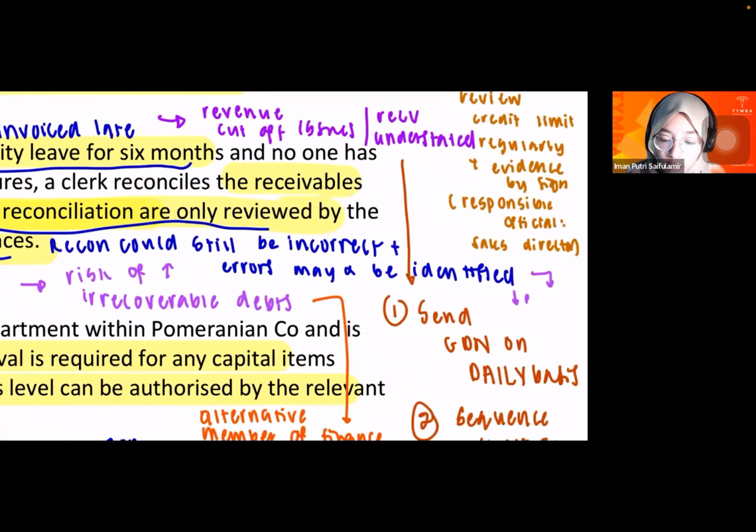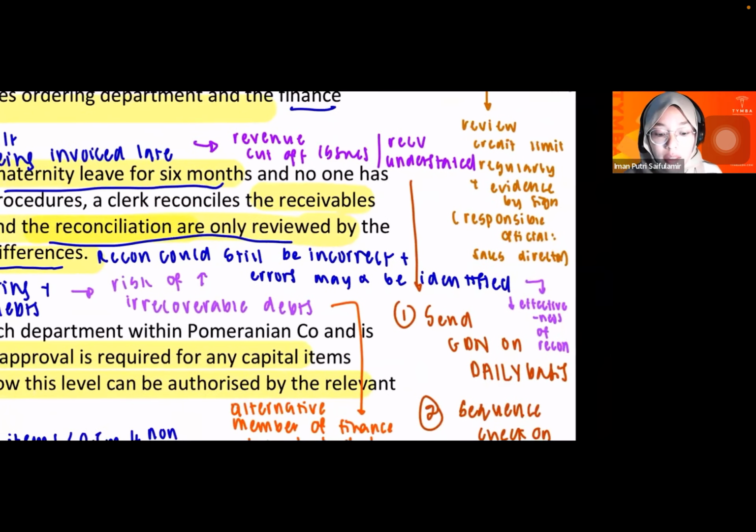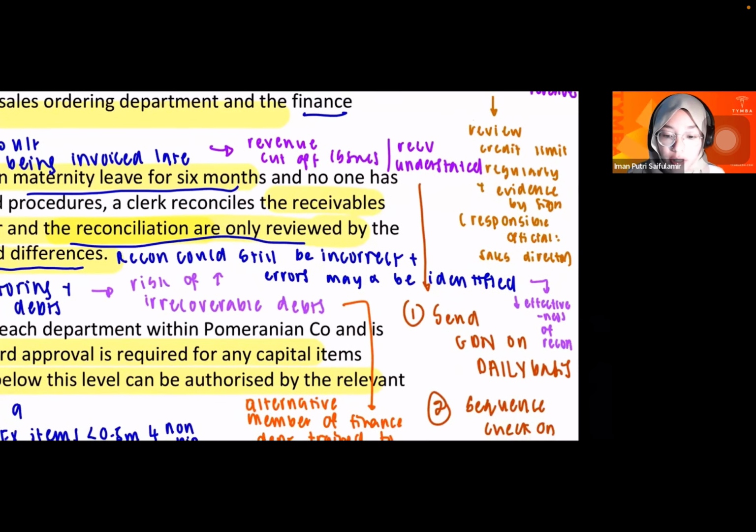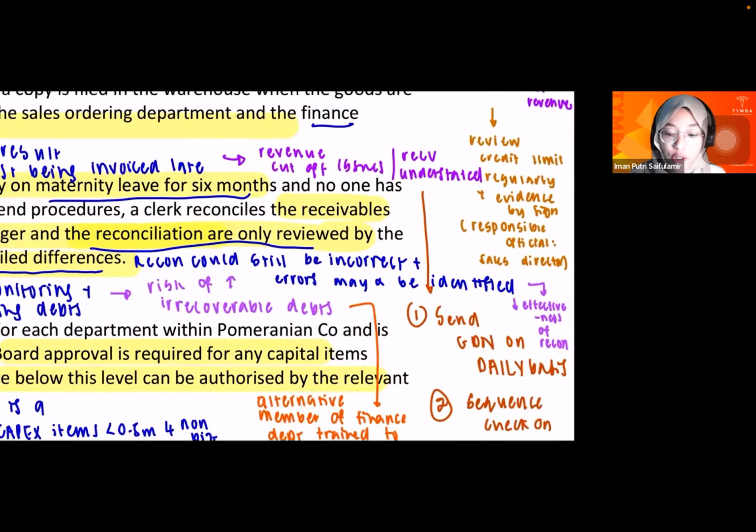So this will reduce the effectiveness of the recon. Or maybe you can say that the receivables balances may be misstated. Okay, so what do you guys think is the control recommendation here, guys? For this point here on the reconciliation. What is the control recommendation?